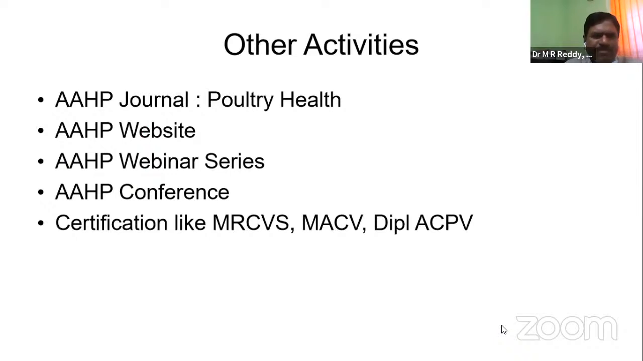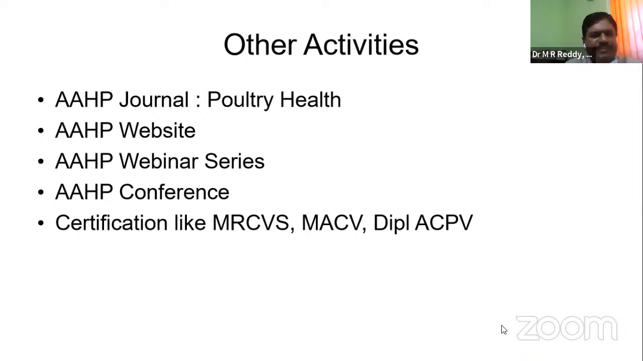Now, other activities we are taking up and planning. As I said, one of the objectives is to come up with a journal. We are in the process of publishing this journal, one committee is formed, and shortly we are going to meet. Then the AAHP website: earlier we initiated it, but for some reasons we could not continue, and now we are again going to construct a new website for AAHP.